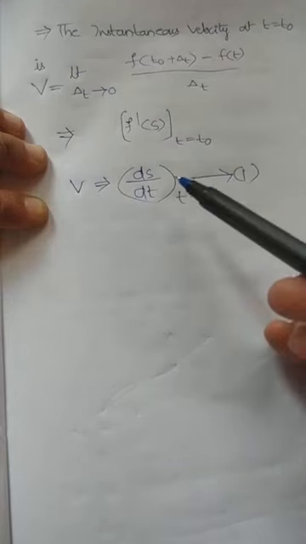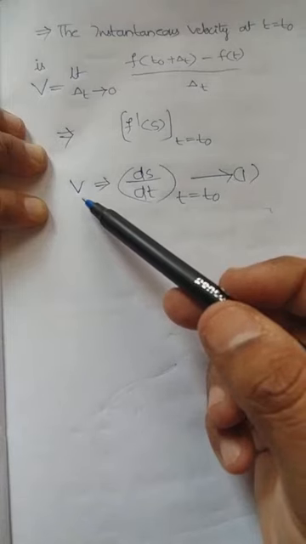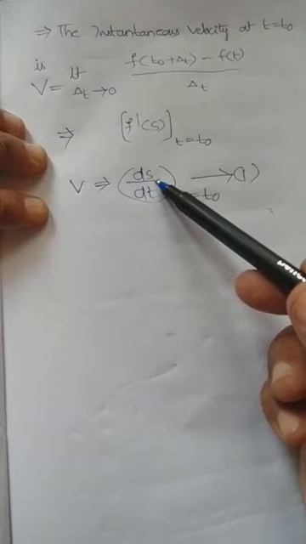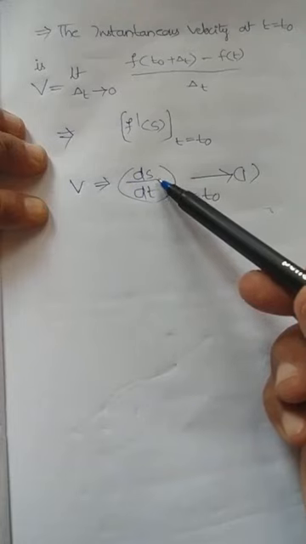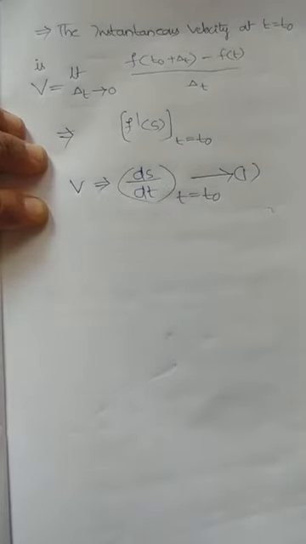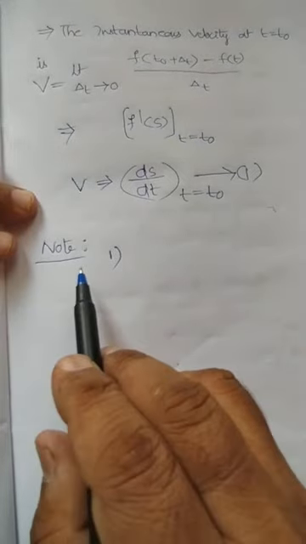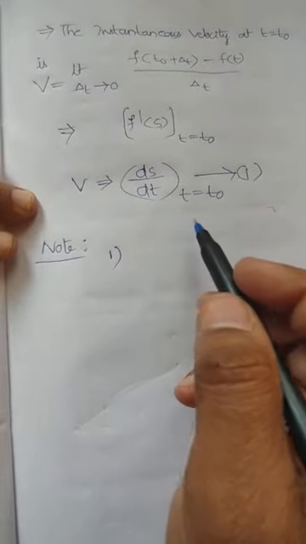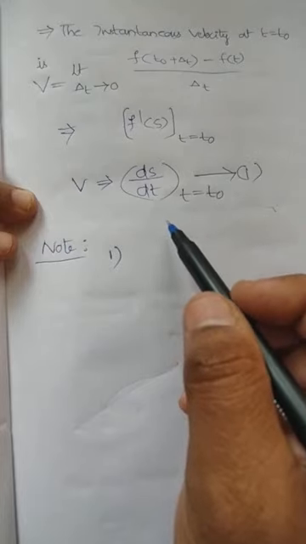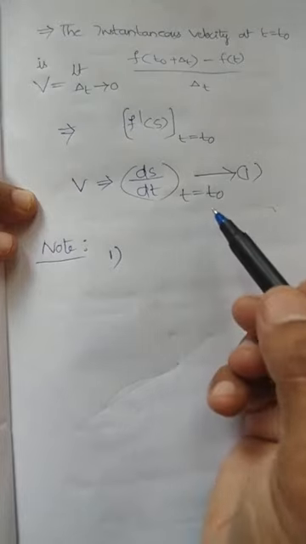So whenever we are going to find the velocity, we have to differentiate the displacement. So ds by dt is the velocity v. Similarly, we apply the same concept to velocity and acceleration.